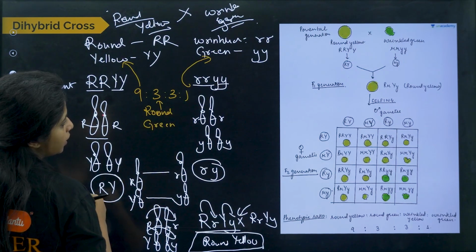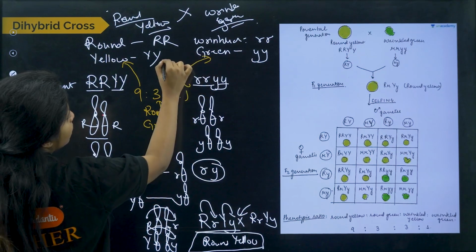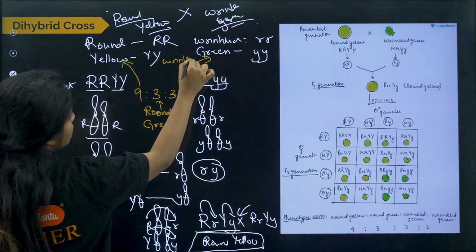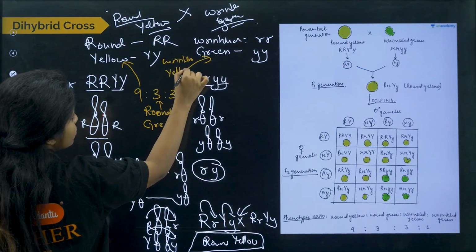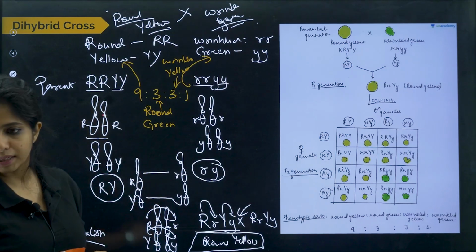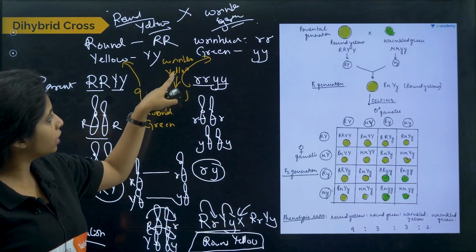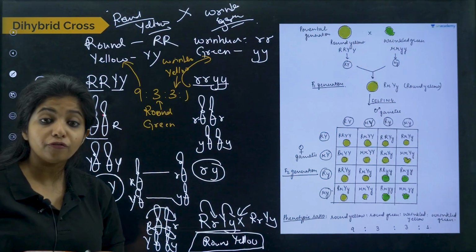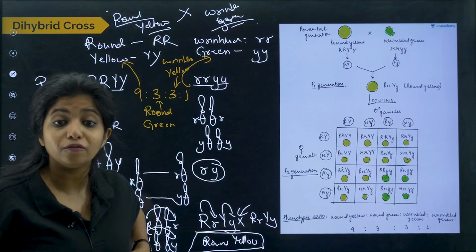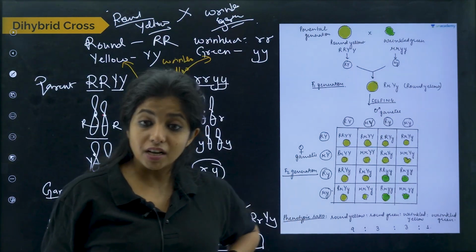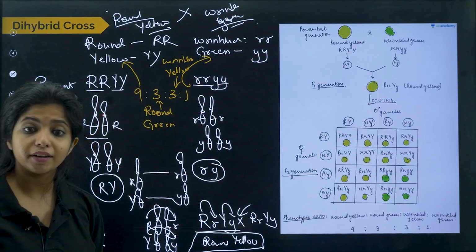This is what this 3 stands for. Now this 3 stands for the wrinkled one. So wrinkled was with green, let's make it yellow. So these are the new combinations that I can find. 3 will be round and green and 3 will be wrinkled and yellow. So I am able to find newer combinations also in F2 generation, such that which was not found in the parental generation.